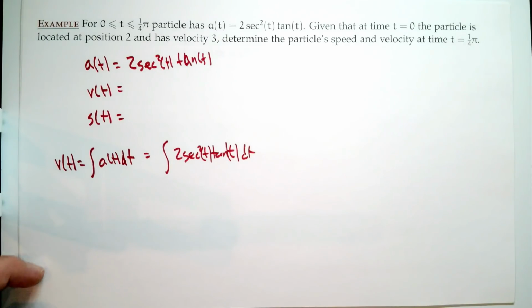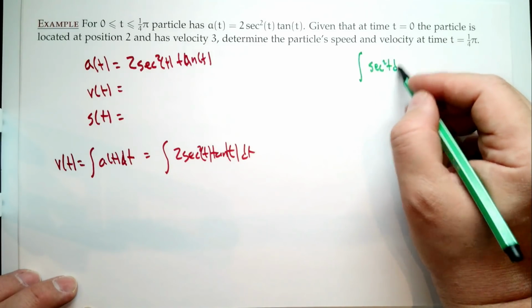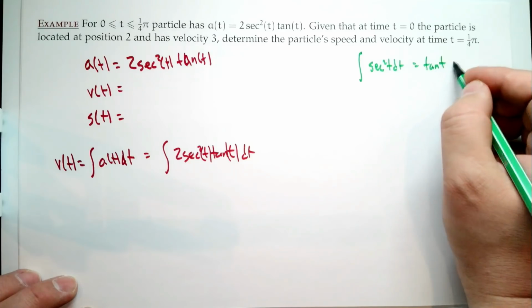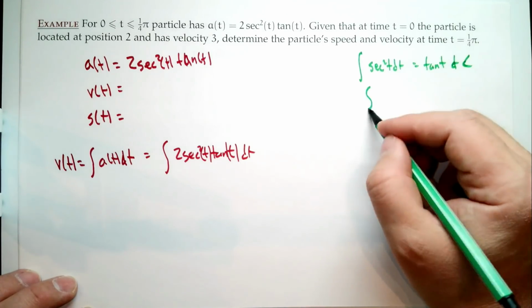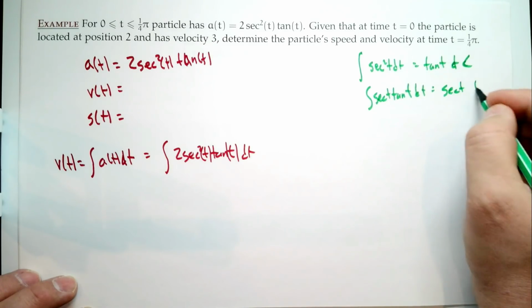So now we start by saying, okay, how do we integrate 2 secant squared t tangent t? We think about our list of things that we know the integrals of. And our goal is always to say, can I make things look like things on that list? Now this involves secants and tangents. So if we go back to our list of things we know how to integrate and differentiate, the integral of secant squared t is tangent t plus c, and the integral of secant t tangent t is secant t, and then again a plus c.